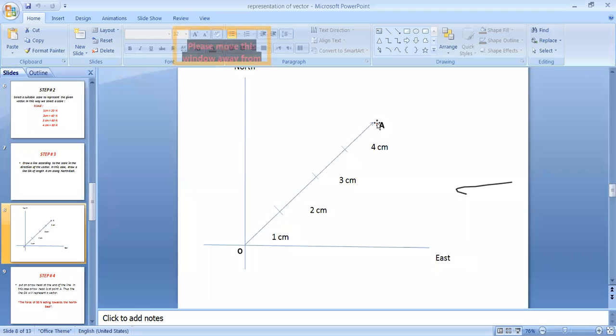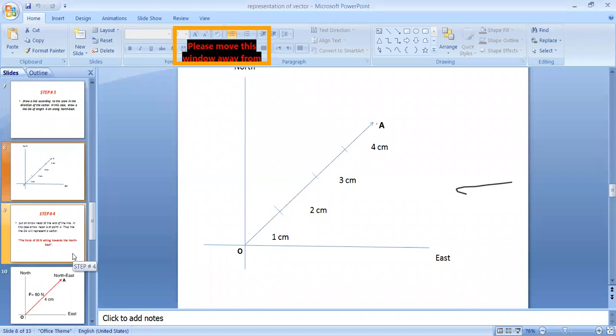Okay, clear? Now, if you measure that 1 centimeter will be equal to 20 Newton, then 2 centimeter will be equal to 40 Newton, 3 centimeter will be equal to 60 Newton, and lastly 4 centimeter equal to 80 Newton. And the 80 Newton force you have to represent with the help of a vector quantity. So this is your final vector OA. It is called vector OA. Okay, clear?